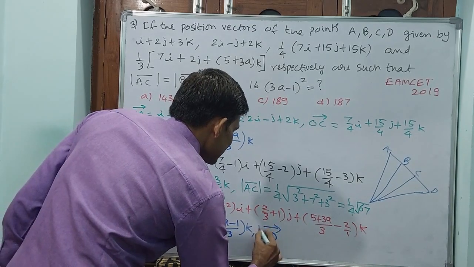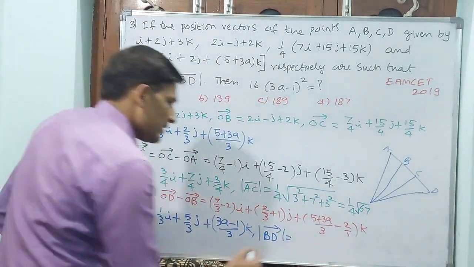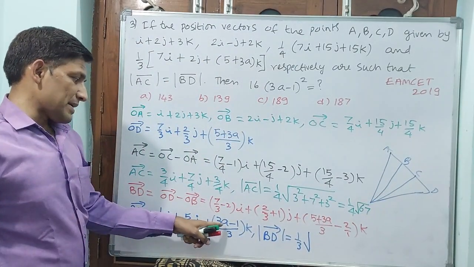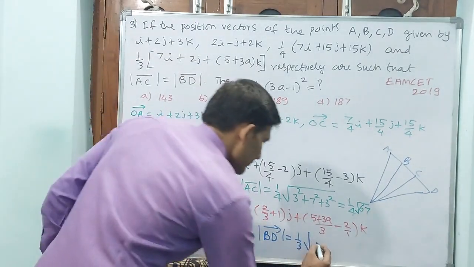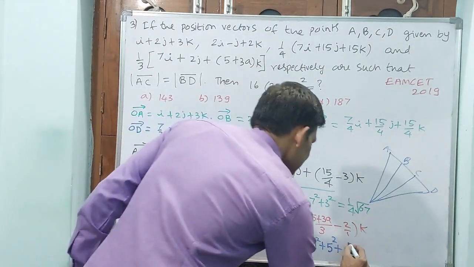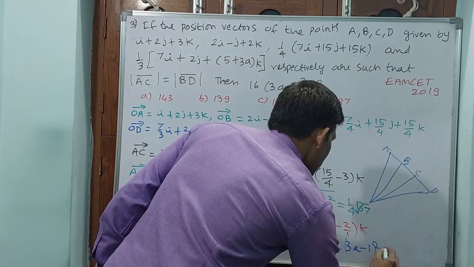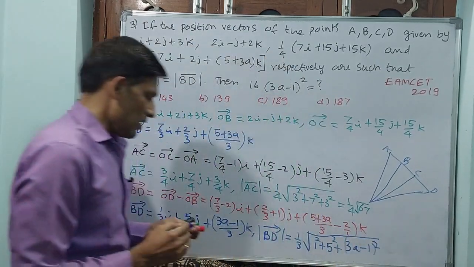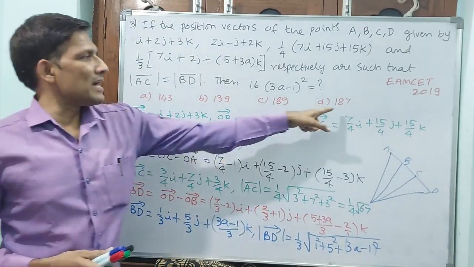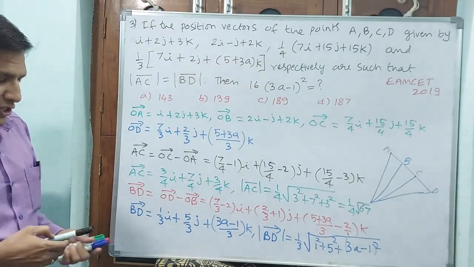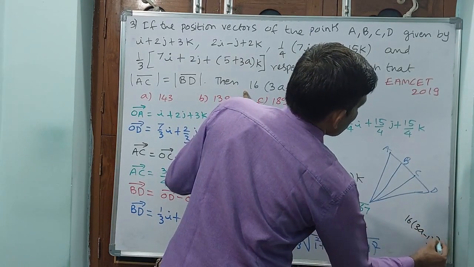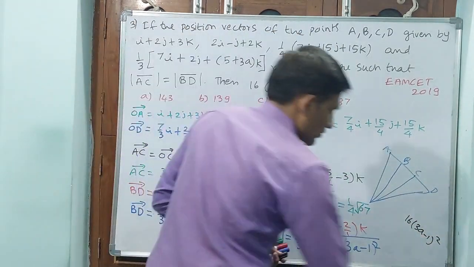Now find modulus BD. BD modulus is equal to 1 by 3 common, square root of 1 square plus 5 square plus 3a minus 1 whole square, all under root. Now note down, I am removing the question, but the answer 187 has to come. You have to find 16 into 3a minus 1 whole square, which they are asking.